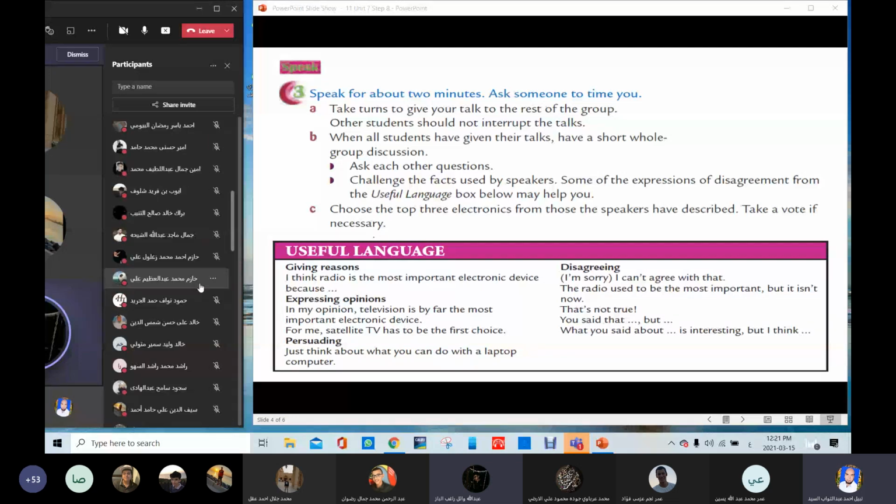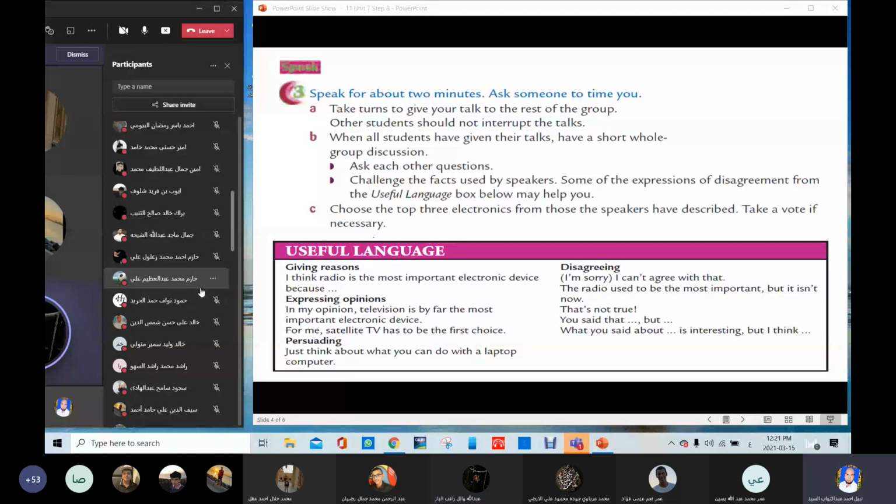Abdurrahman, because the mobile phone is easier than the laptop. The mobile phone is easier to use than the laptop. Yes. What else?